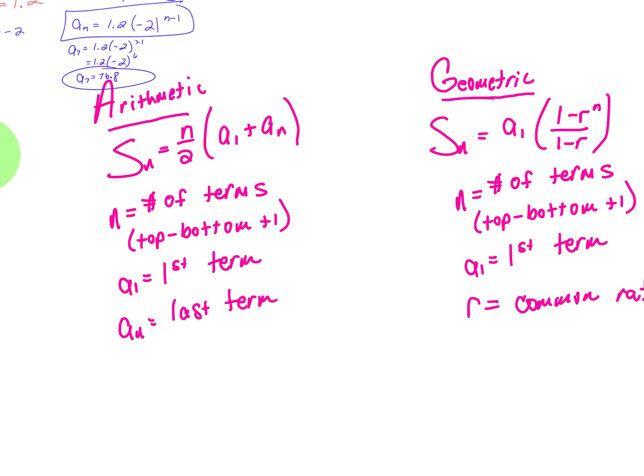It's going to be the top minus bottom plus 1. A sub 1 is the same for each. It's the first term. You plug in whatever that lower limit is, that gives you the first term. In the arithmetic, you have to also find the last term, so you plug in the last number. And in geometric, you've got to find the common ratio. So you guys need to know the difference between those two.